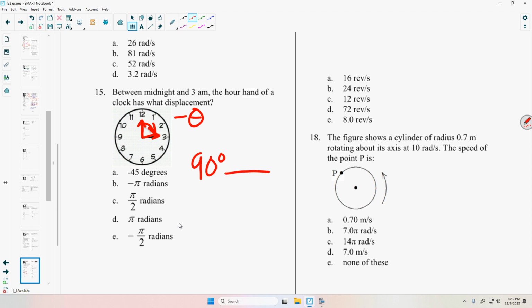There are 360 degrees and 2 pi radians. 90 over 360 is 1 over 4, 2 pi over 4, pi over 2. So it's negative pi over 2. Or just know that 90 degrees is pi over 2. But make sure that you get the sign correct too. Notice there are 2 pi over 2's. So make sure you get the right sign. It's negative because it's clockwise.